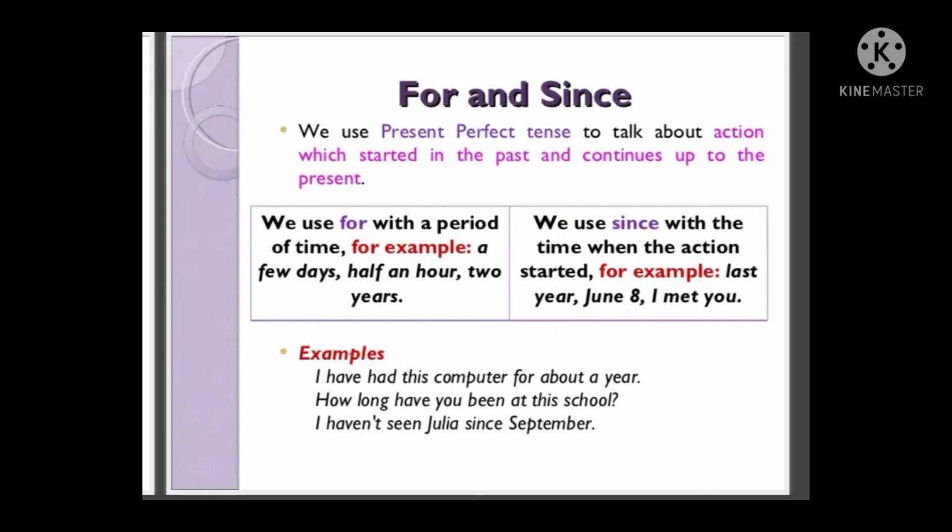Also, we said that with perfect tense we use for or since. An example is given here. I have had this computer for about a year. How long have you been at this school? I haven't seen Julia since September. And when you use since, there will be a definite time. For it, there will not be a definite time. For example, since September, the month September is given there. And for, it will be a certain period of time. It may not be exactly the time, it will be a period of time.